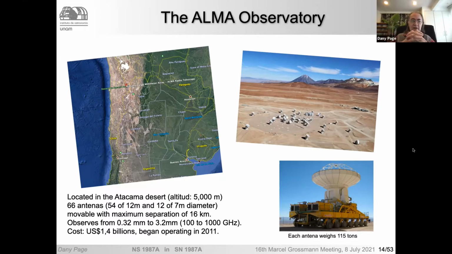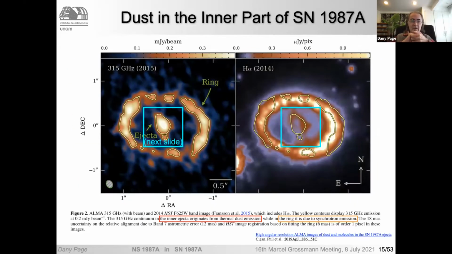In 2015, they used the widest configuration by moving the antennas. They had a separation of 16 kilometers, so they got a very high angular resolution. And this is what they did. This image is not at the highest angular resolution, but it shows the equatorial ring from ALMA and the same from Hubble. So you see that in H alpha, which is hydrogen emission, there is almost nothing special in the center. When you go to 315 gigahertz, about 1 millimeter wavelength, you see a bright spot in the center.